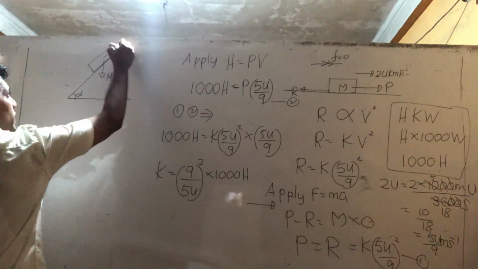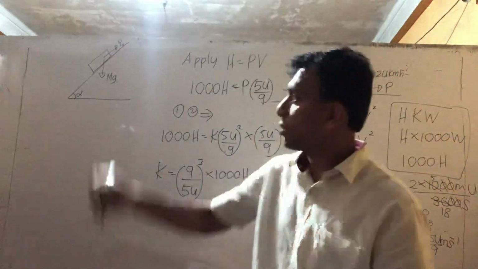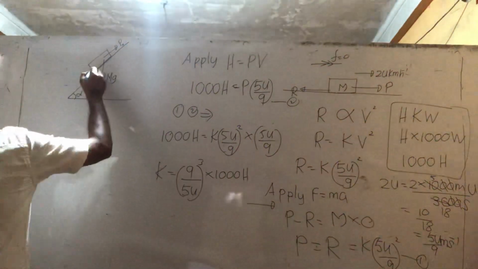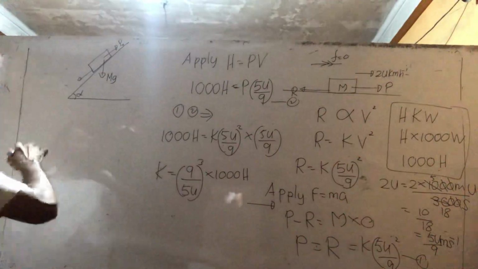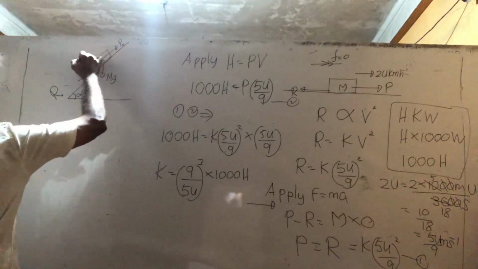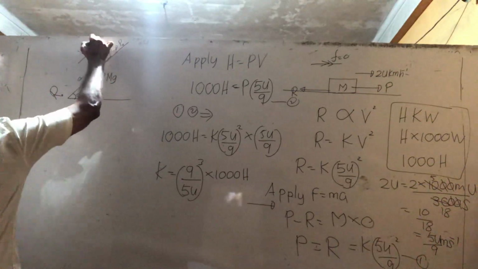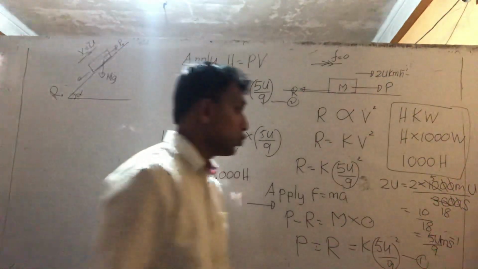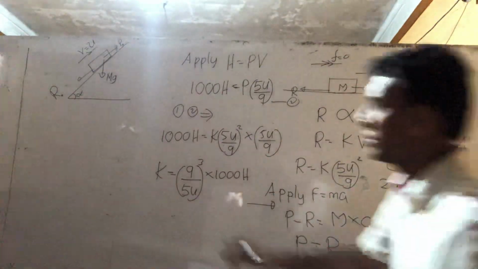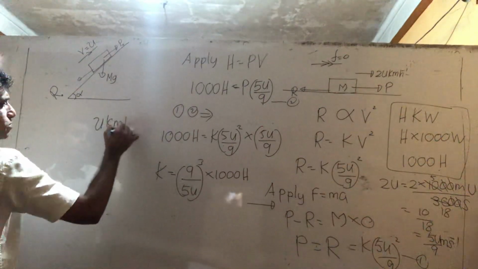So here I said the tractive force is P naught, the car's machine work, P naught tractive force. And in this case, I say the resistance is R naught, a different resistance R naught. Here they said velocity u kilometers per hour. So what is u kilometers per hour?